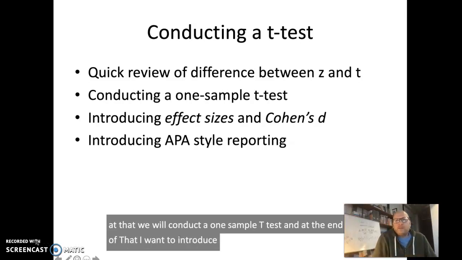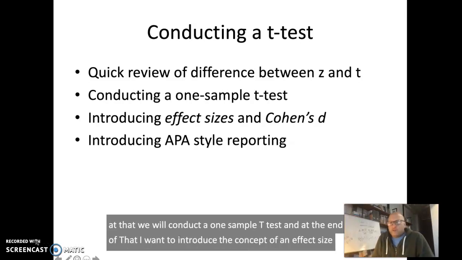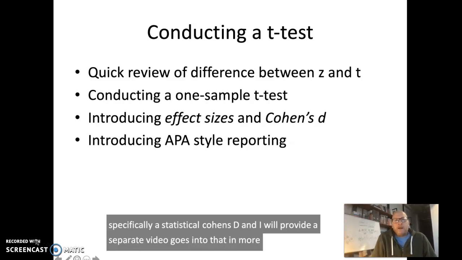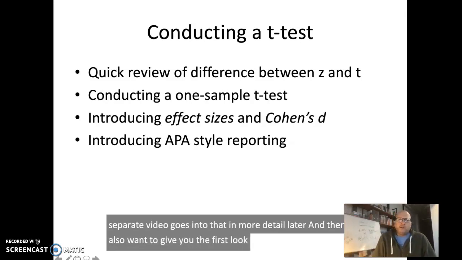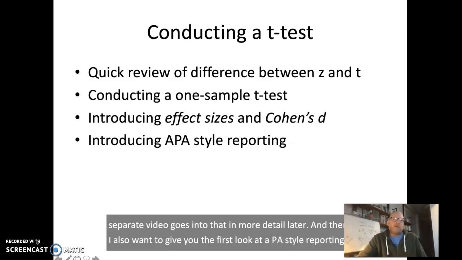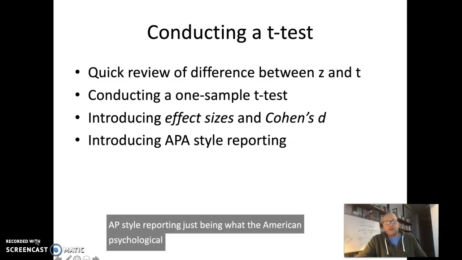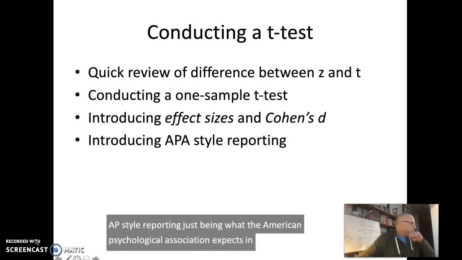effect size, specifically a statistic called Cohen's d, and I will provide a separate video that goes into that in more detail later. And then I also want to give you the first look at APA-style reporting. APA-style reporting just being what the American Psychological Association expects in research applications.